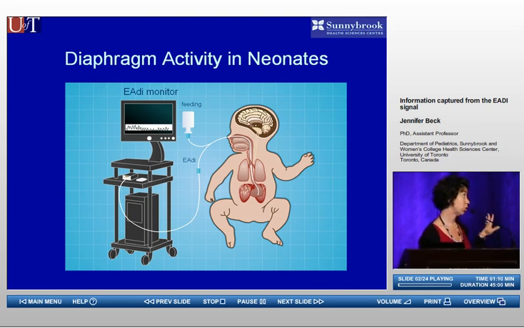Christer mainly talked to you about the methodology of measuring diaphragm activity in adults, and my work is primarily involved in measuring the control of breathing in pediatric patients and in preterm neonates. And essentially the methodology is the same, except everything is smaller.